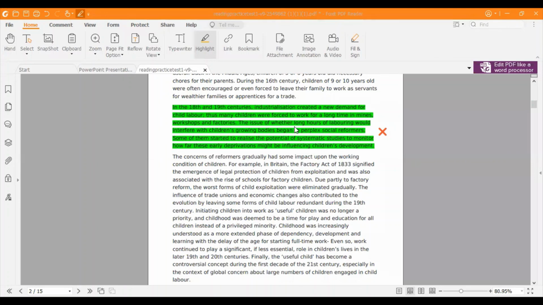Hi. So I think the answer is true, because here it says the Factory Act of 1833 signified the emergence of legal protection of children from exploitation, and was also associated with the rise of schools for factory children. So I think the answer is true here. Answer is true. Okay. Yeah, somebody else?